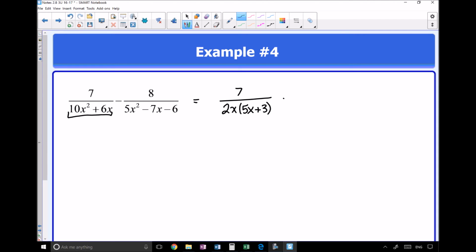Okay, then I'm going to copy down the minus 8 over, and then in my second fraction right here, in my denominator that I have here, it's a trinomial, so I'm going to try to factor it as a trinomial.